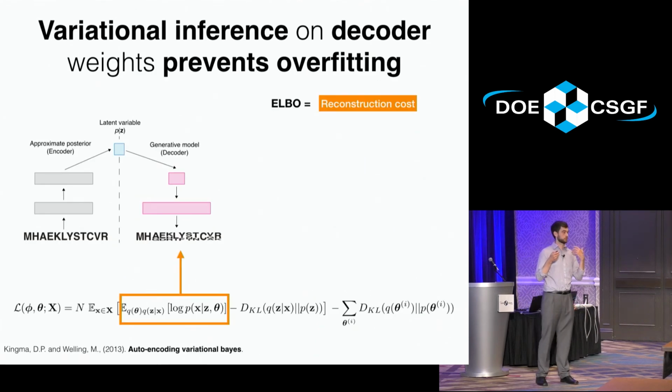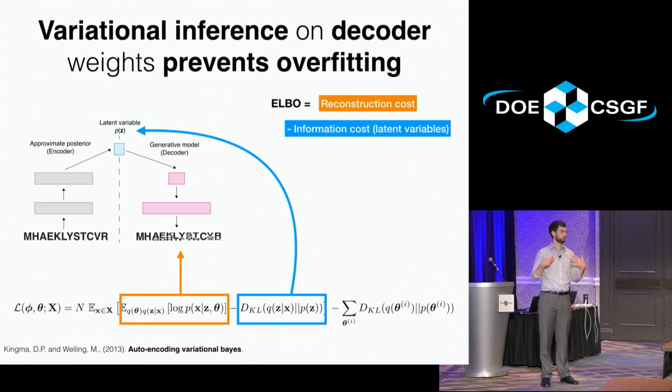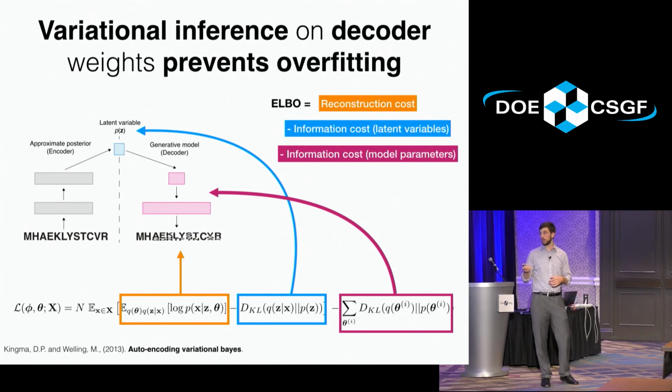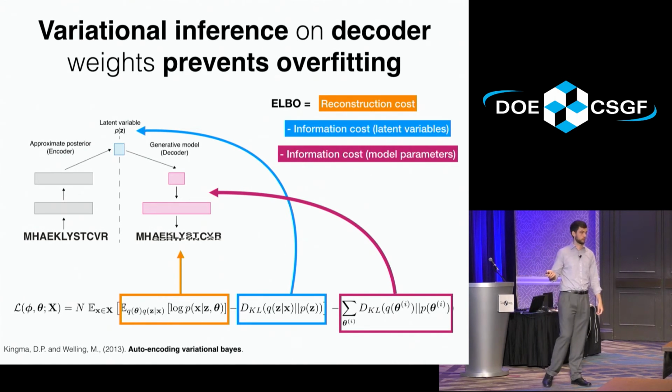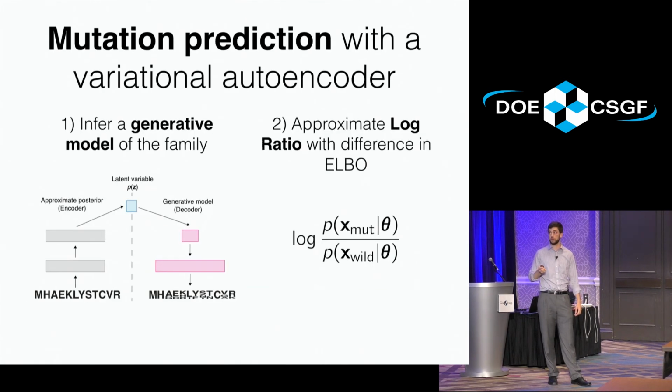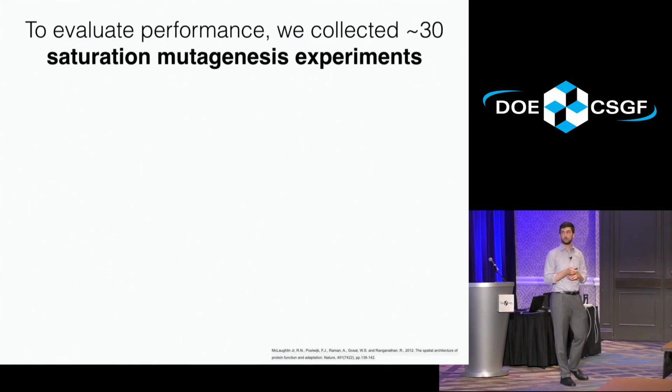We found that our model actually overfit. So we made the generative model what could be called a Bayesian neural network. So the final objective function that we solved has the reconstruction cost around the sequence, the information cost of the latent variables, as well as the information cost of the parameters of the model. So that's the cookbook: infer a generative model of a sequence family, and approximate the log ratio with the ELBO.